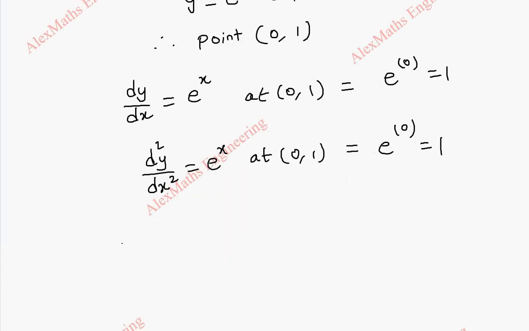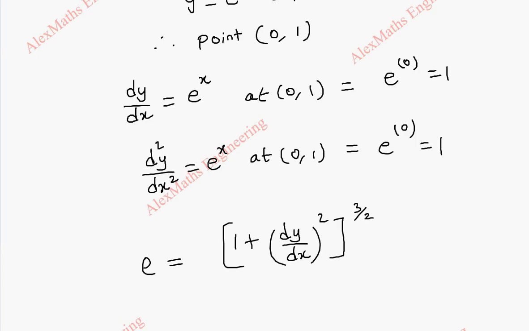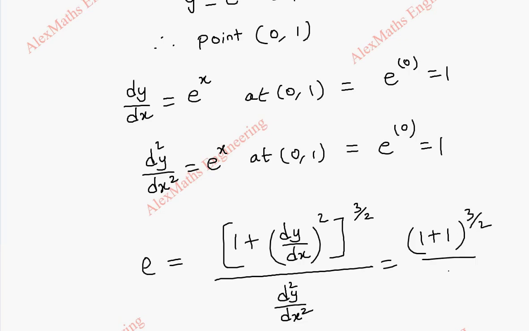Now, the radius of curvature formula, rho equal to 1 plus dy by dx whole square, for that power 3 by 2, whole divided by d square y by dx square. So this is 1 plus 1 square, which is 1, whole power 3 by 2, by 1.